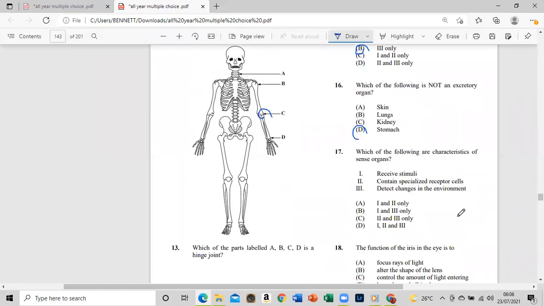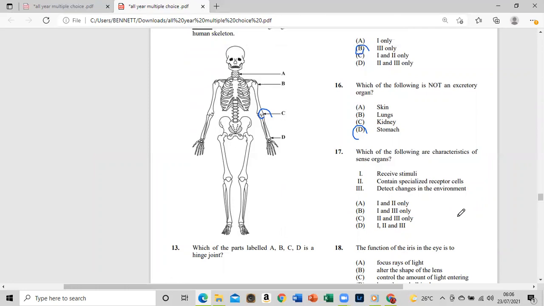Number 17, which of the following are characteristics of a sense organ? 1, receives stimuli. 2, contains specialized receptor cells. 3, detects changes in the environment. So 17, that looks like all three to me, guys. Definitely all three, yeah? So 17 is D.